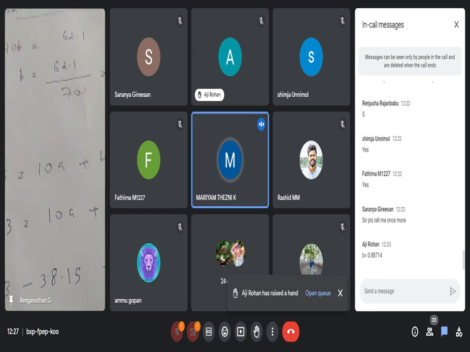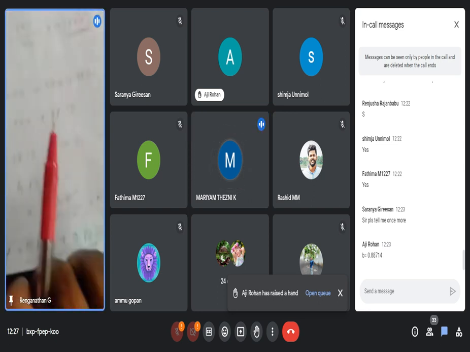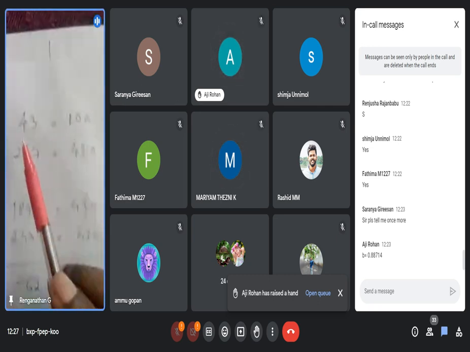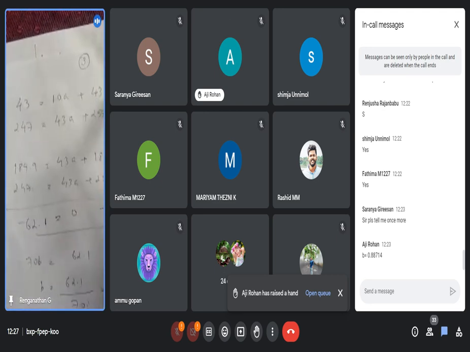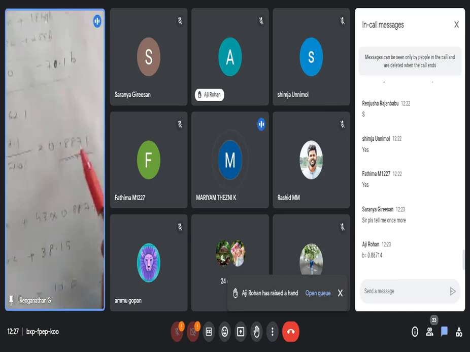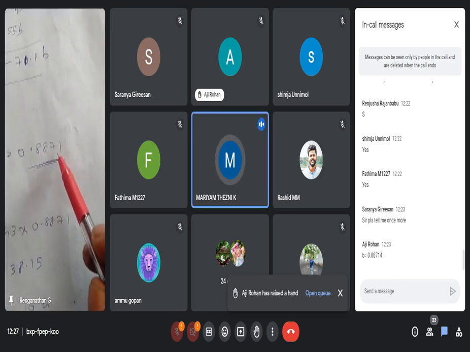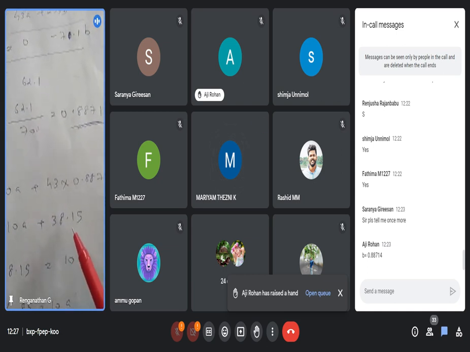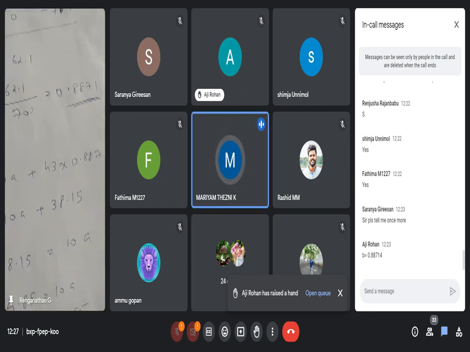Sir, how to get 38.15? I took the first equation. Look here. 43 is equal to 10a plus 43b. In the place of b, I applied the value of b we got by solving the equations, 0.8871. Then 43 into 0.8871, that is the value of 38.15. Clear?